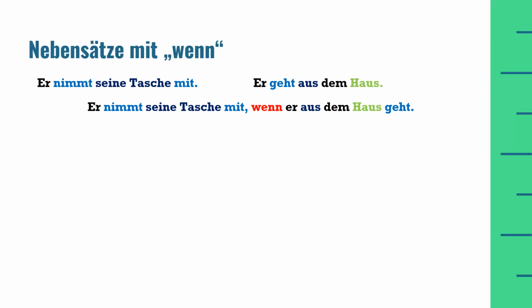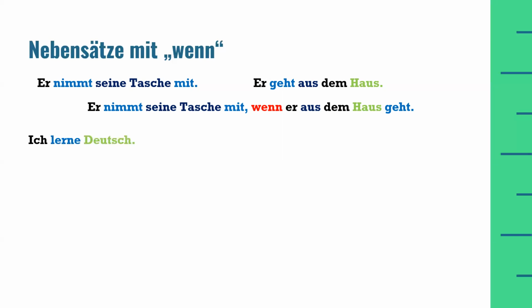Then we use aus dem Haus, where aus is a preposition, and dem, because it is a dative preposition, so we have to use the definite article in the dative case for the neuter noun Haus, which is dem, and we put the verb at the last position of the sentence.